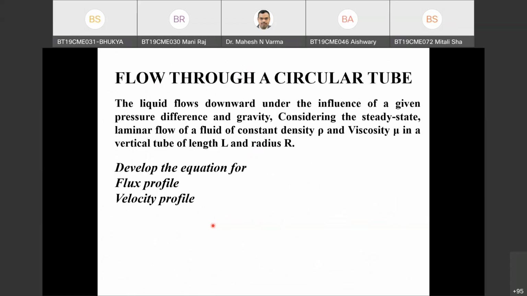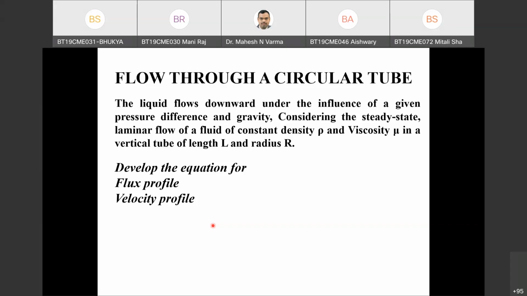So this is the flow through a circular tube. We'll discuss how to use this equation of change. Already we have discussed this problem; the same problem we'll now discuss using the equation of change. A liquid is flowing in a downward direction under the influence of a given pressure difference and gravity. Considering steady state laminar flow with constant density and viscosity in a vertical tube of length L and radius R, develop the equation for flux profile and velocity profile. This is exactly the same problem we solved, flow through a pipe, using the shell balance approach.